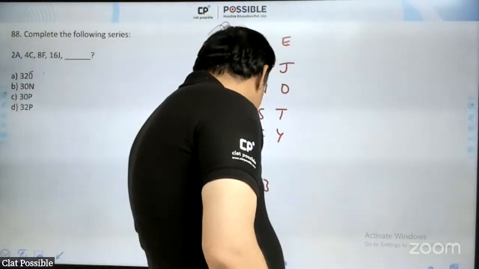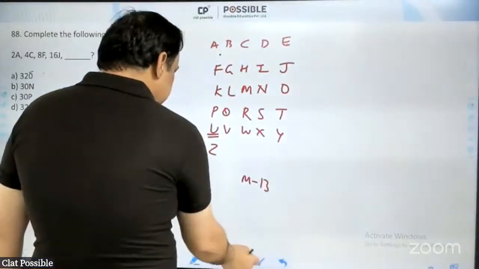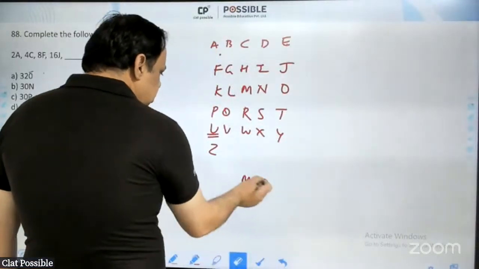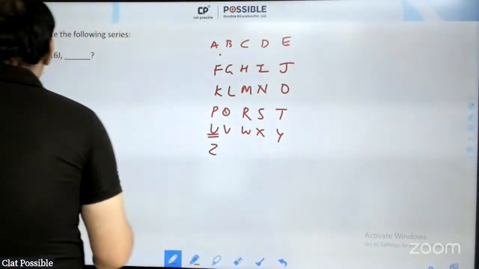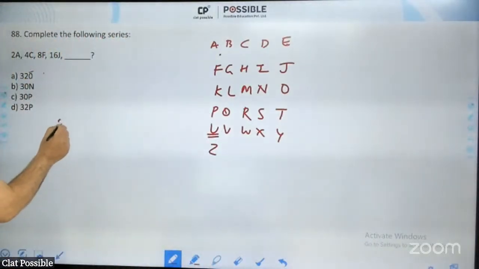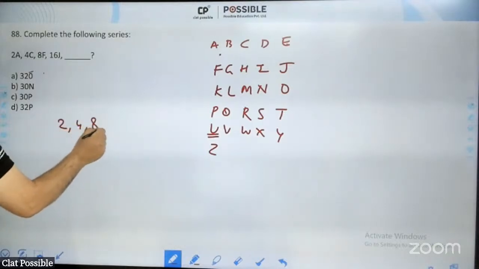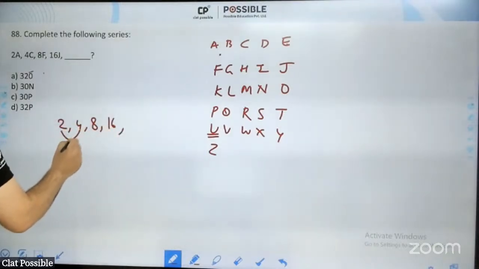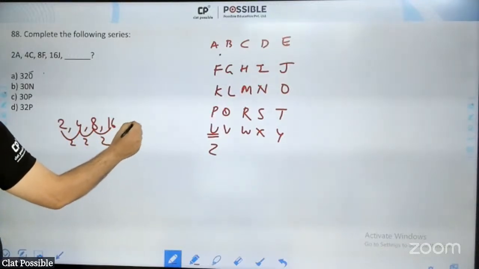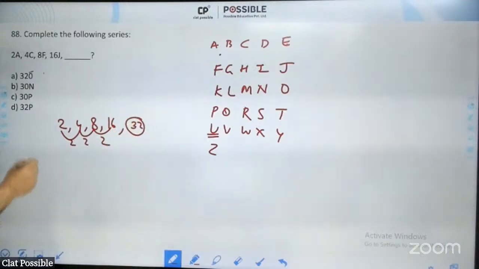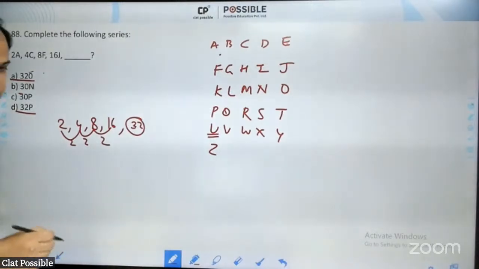Yeah, let's go to this one. So let's again focus on the numbers 2, 4, 8, 16. So obviously the numbers are multiplying by 2. 4 to the 8, 8 to the 16. So the next number will be 16 to the 32. So with 32 we have option A and option B. Whether it should be O or whether it should be P, we need to decide.